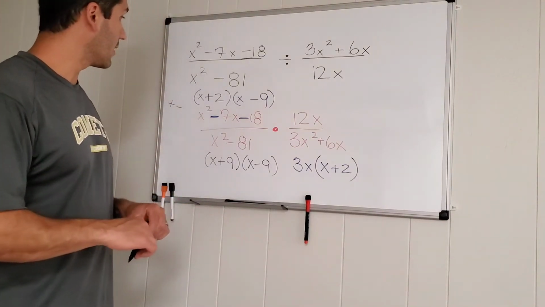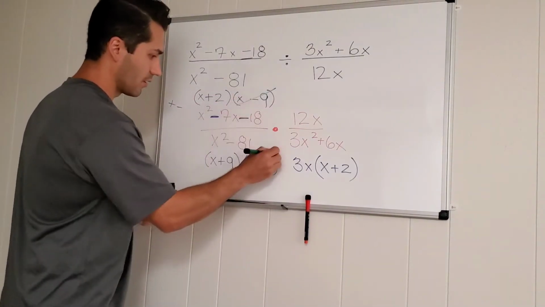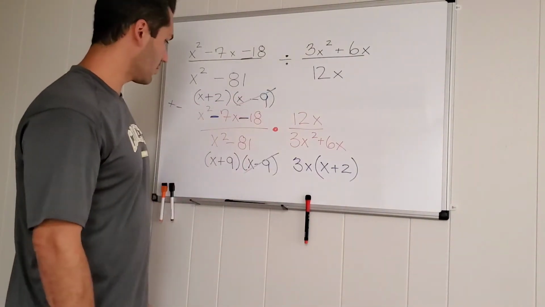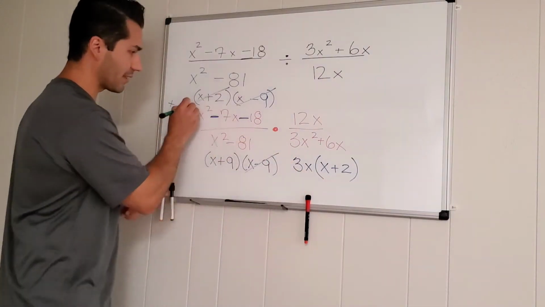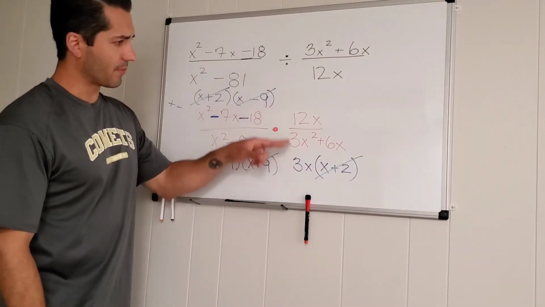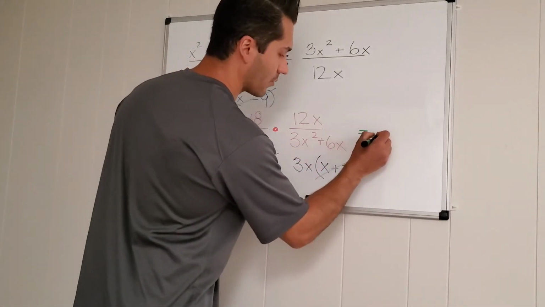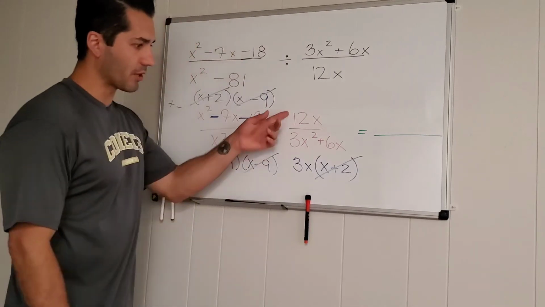So I'm going to save a little time and cross things out here. I got an x minus 9, x minus 9. Cross those out. An x plus 2, x plus 2. Get out of here. And then I have this loose stuff, the 12x over 3x. So let's write down what we have now. Hopefully a lot of you already know what's going to happen here.